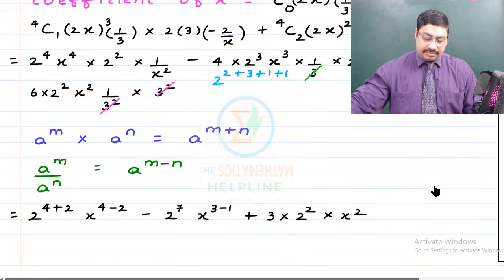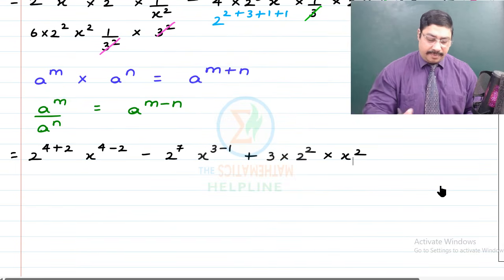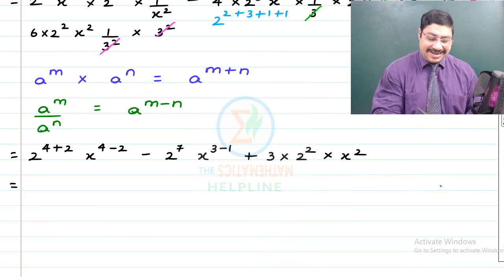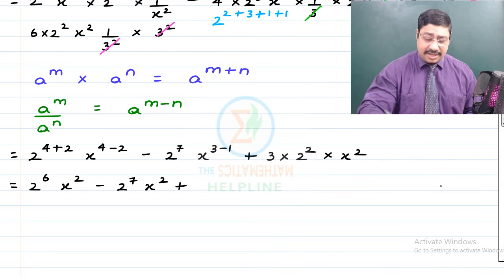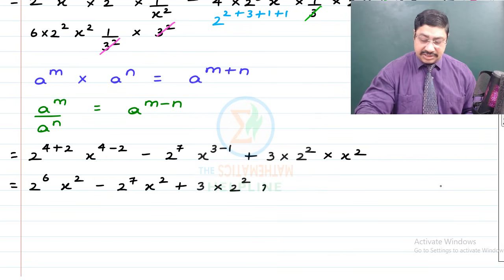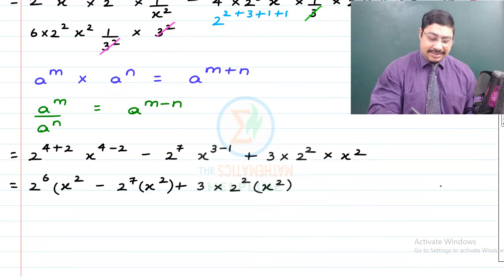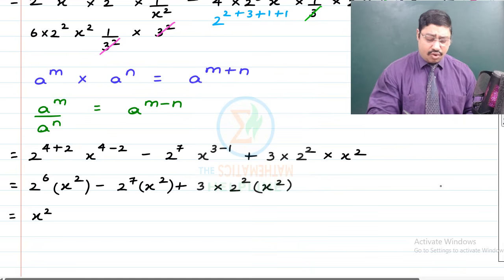Now there's one thing that you can do here, that is first simplify and then take the x square common outside, right? So here we'll have 2 raised to the power 6, then we will have x raised to the power 2, and from that is subtracted 2 raised to the power 7, x raised to the power 2 again, plus we have 3 which is multiplied with 2 raised to the power 2, right? And which is further multiplied with x square. Now, as you see, there is x square in all of these 3 terms. As such, this will help us to get the coefficient of x square.